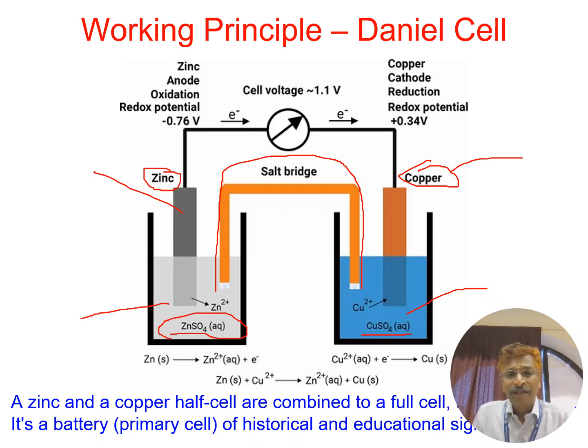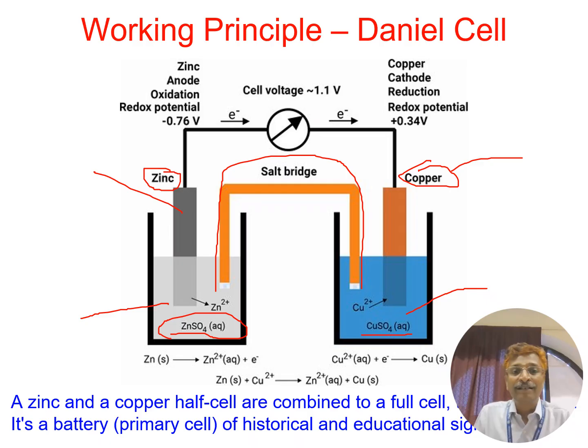Now the zinc rod is dipped in zinc sulfate solution and the copper rod is dipped in copper sulfate solution. Zinc is the anode, copper is the cathode. Now the ions move from here to there, transport of ions from anode to cathode. The electrons flow through the external circuit to produce electricity.